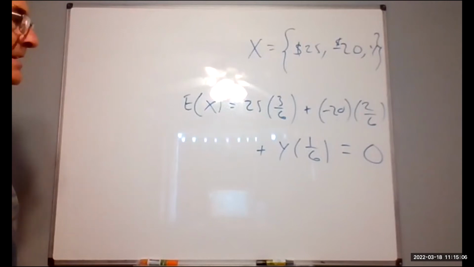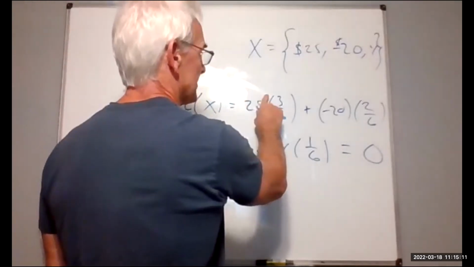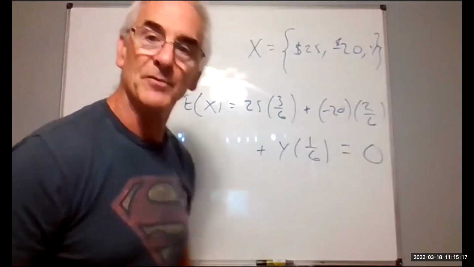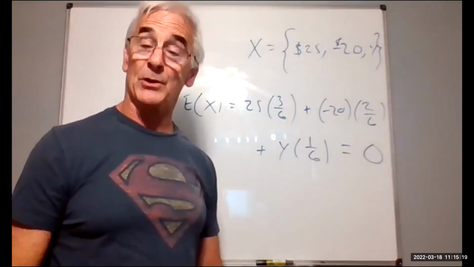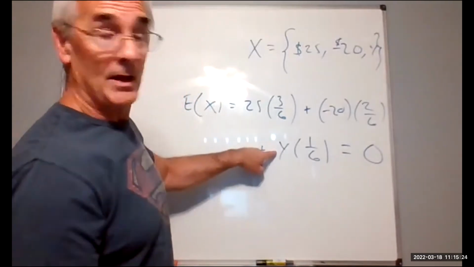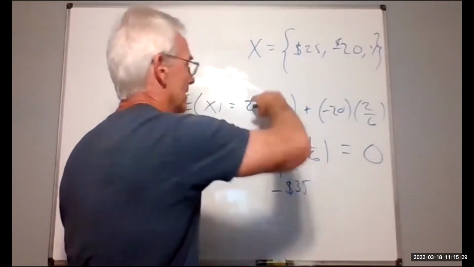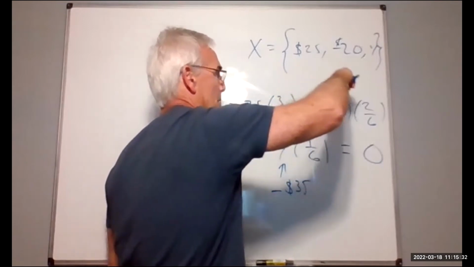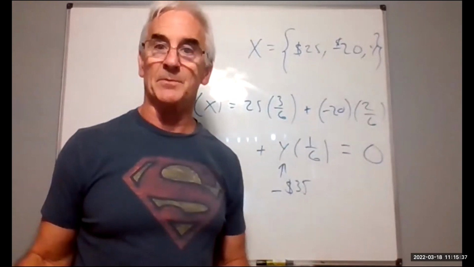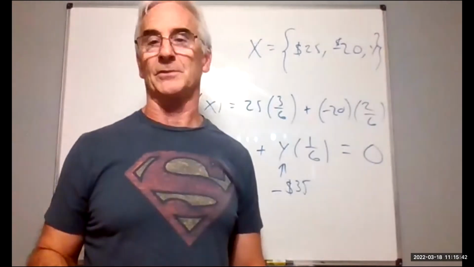The easiest way to do it, since they all have a denominator of 6, is to just look at the numerators. 25 times 3 is 75. Negative 20 times 2 is negative 40. So far I am 35 ahead, so I need to be 35 behind. I need the Y value to be negative $35. Again, 25 times 3 plus negative 20 times 2 plus negative 35 times 1 adds up to 0. So I need the outcome of the last roll to be losing $35.